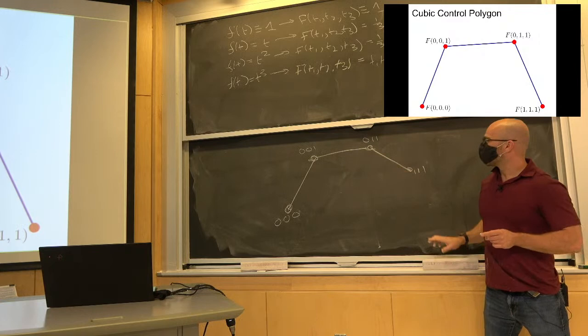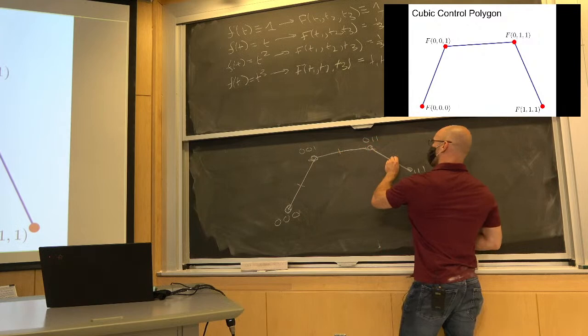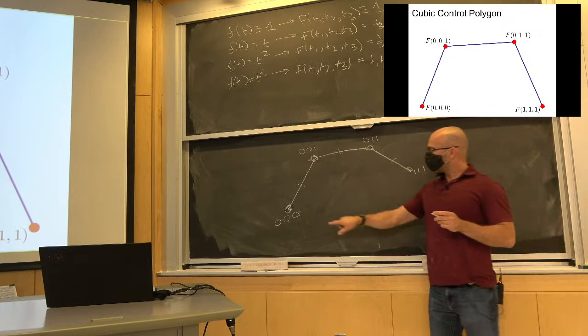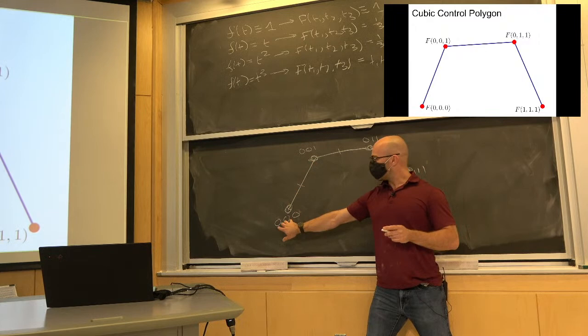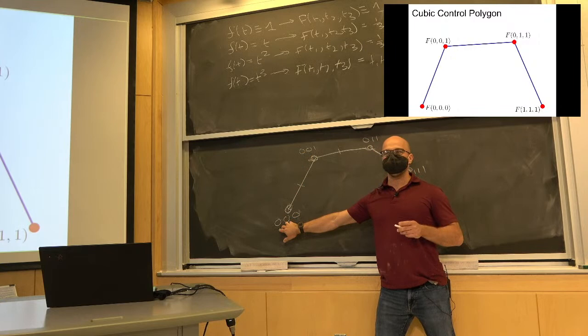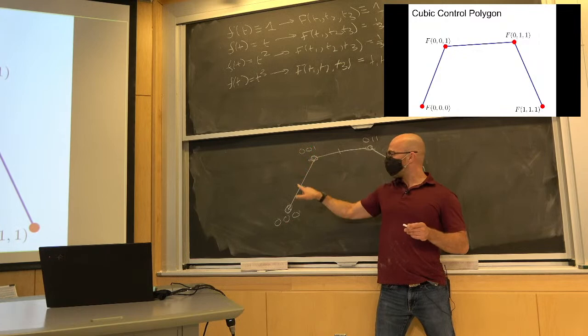Now, here's what I'm going to do. I'm going to mark the midpoint of every line segment like that. Now, let's take a look at this first line segment. Notice I drew a line segment here. We have 0, 0, 0 and 0, 0, 1. So these two guys have two coordinates in common and just a third one that's going from 0 to 1. By the affine property, what is the label of the point in the middle?